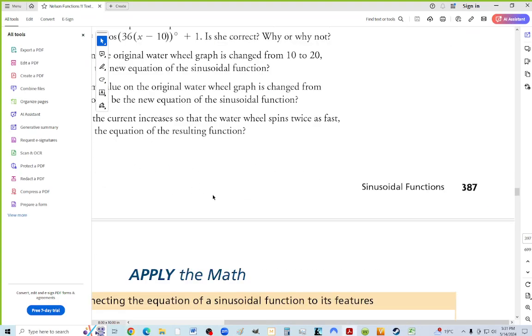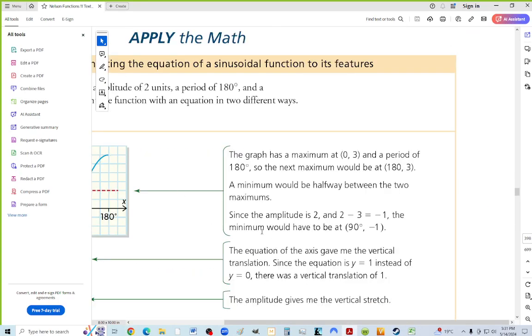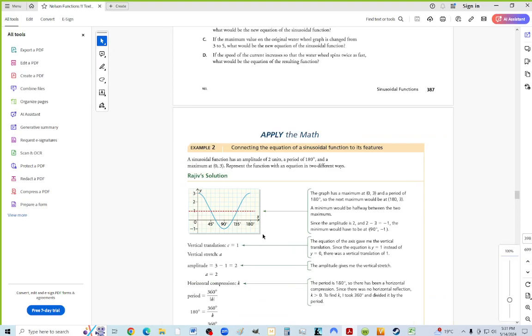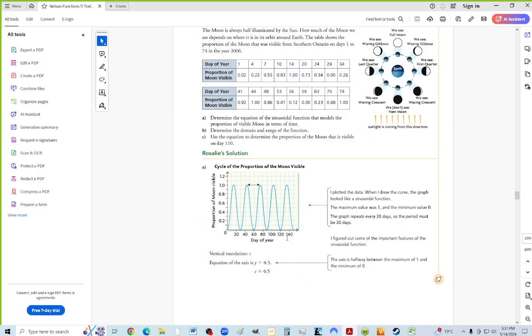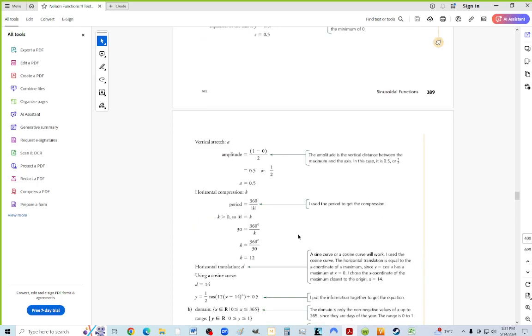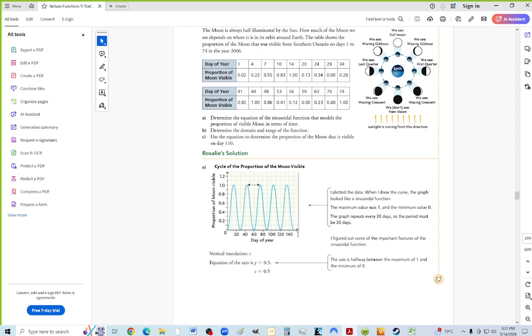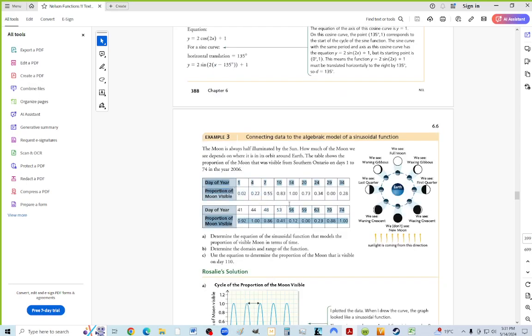So they're just going through how they calculate this water wheel. And now we're going to do a different question. Now, I hope your teacher doesn't give you a chart. Sometimes you have to look at a chart, and this thing's reflecting the moon, which is kind of annoying.